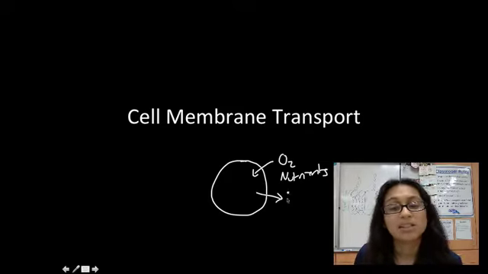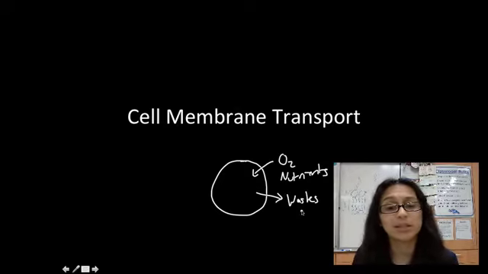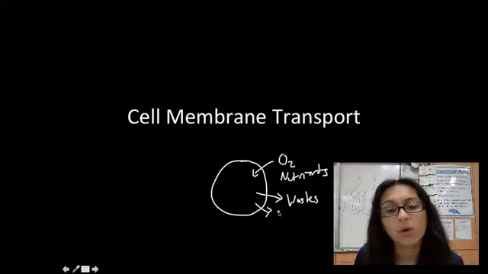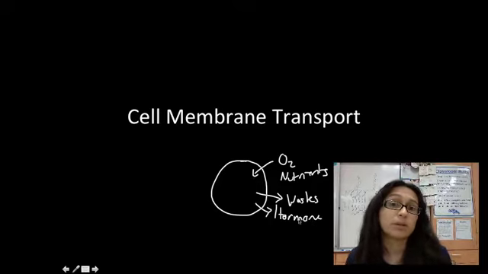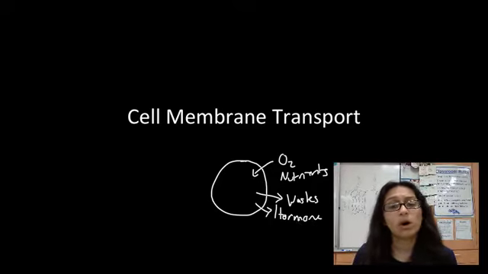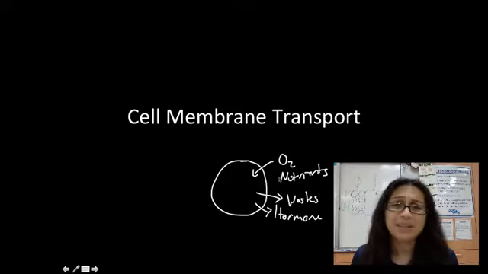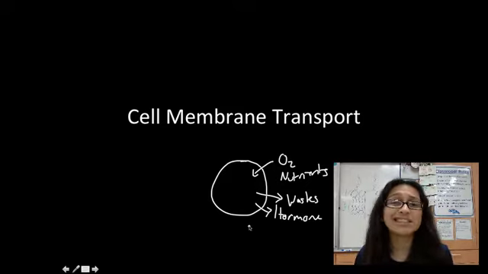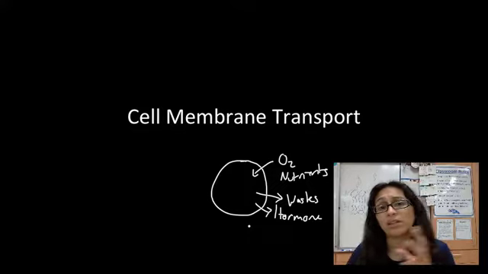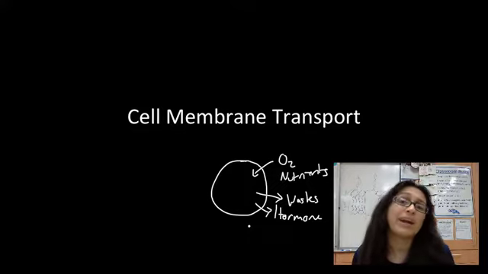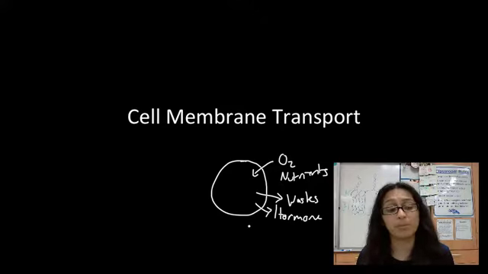And then things are going to need to be removed from cells too. So things like waste. Each cell produces waste that it dumps into the blood and then gets filtered out in your kidneys. Things like hormones are going to need to exit the cell, especially if those cells are part of a gland. So all of these things need to be constantly moving in and out of the cell. So the cell is not an isolated system. Oxygen and nutrients and materials go in, waste and other products go out, and there has to be something that controls that, and that's what the cell membrane does.